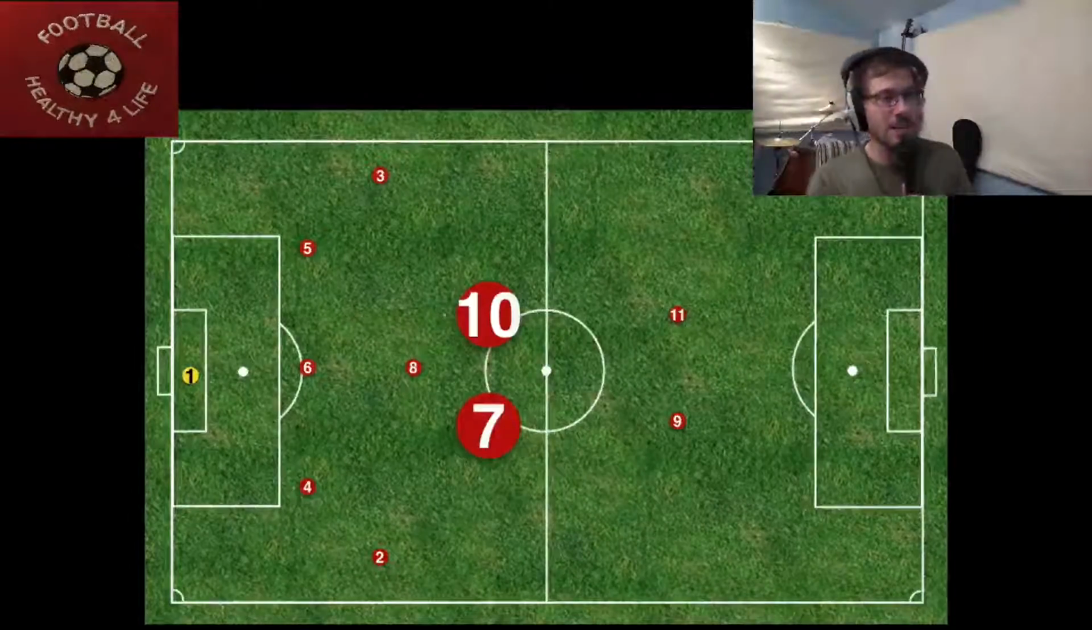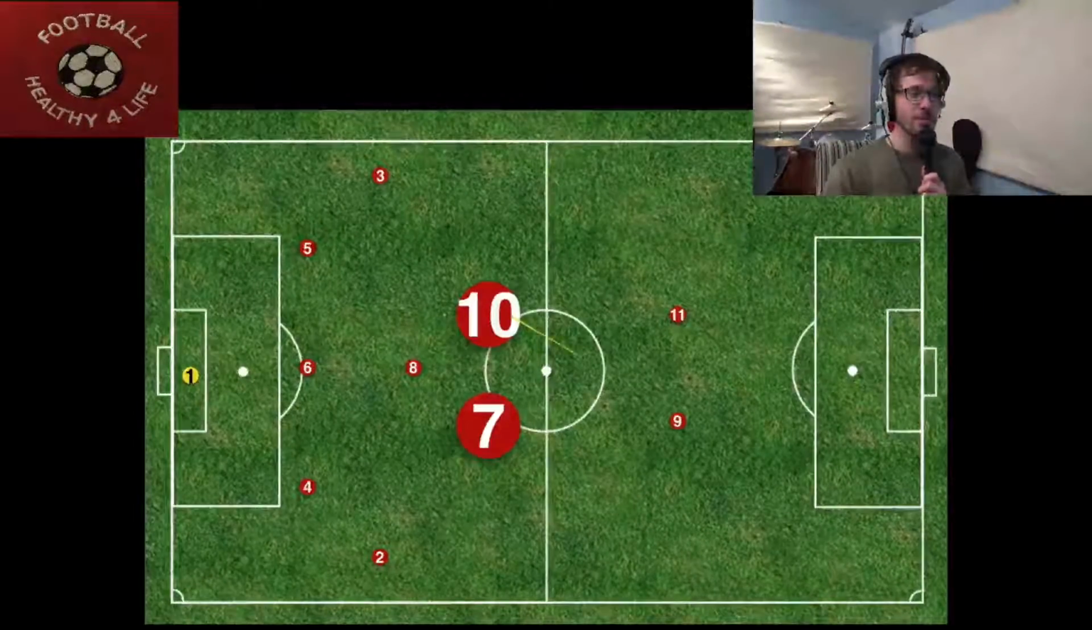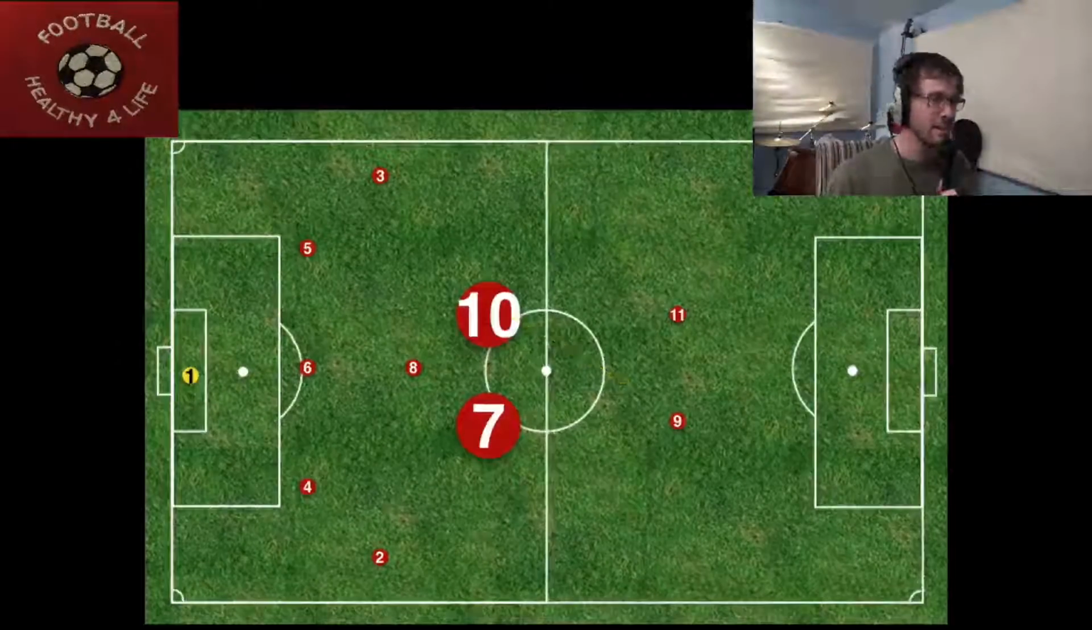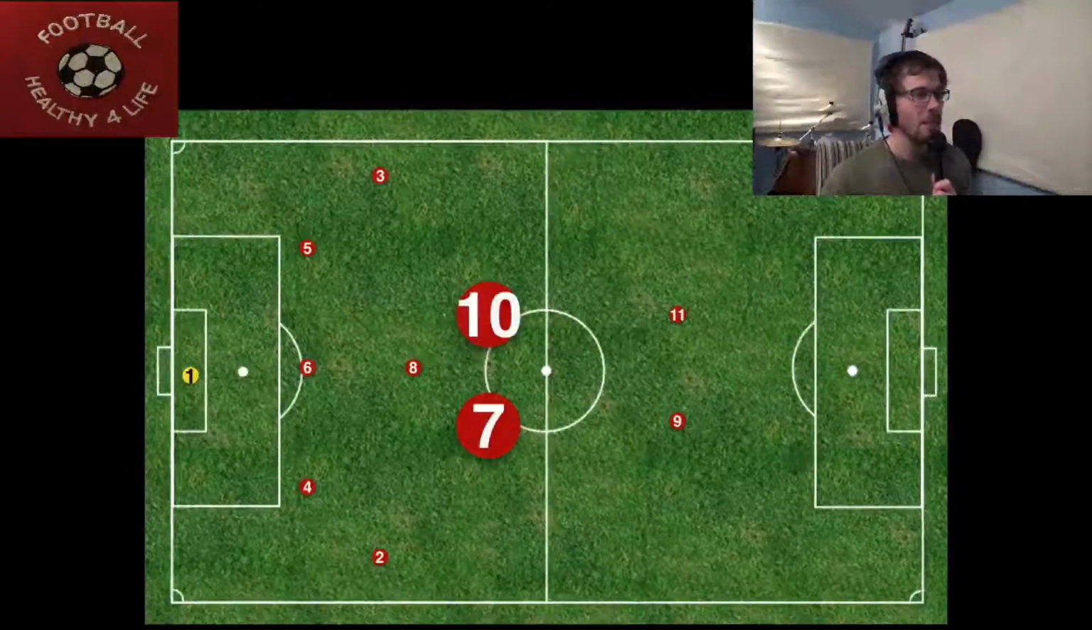They might find space behind the front 2 as well. So you see number 10 moving forwards and there'll be a bit of interplay there. We'll see that in a little while.